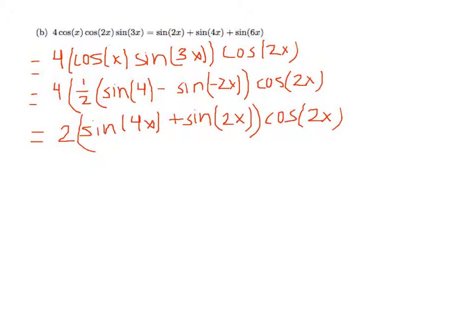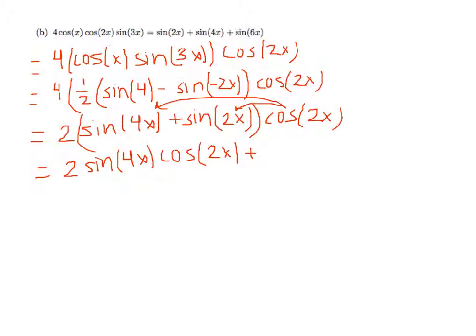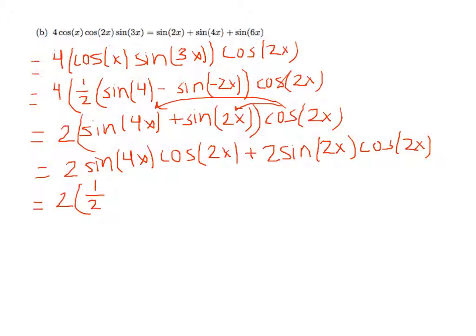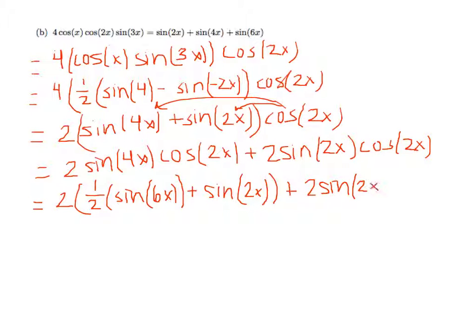Now let's distribute that cosine of 2x in to both terms. So we have 2 sine of 4x times cosine of 2x plus 2 sine of 2x times cosine of 2x. And we're going to use the product to sum formula again to rewrite this sine 4x cosine 2x. So we have 2 times 1/2 sine of 4x plus 2x, which is 6x, and then plus sine of 4x minus 2x, which is 2x, plus our 2 sine of 2x cosine of 2x.